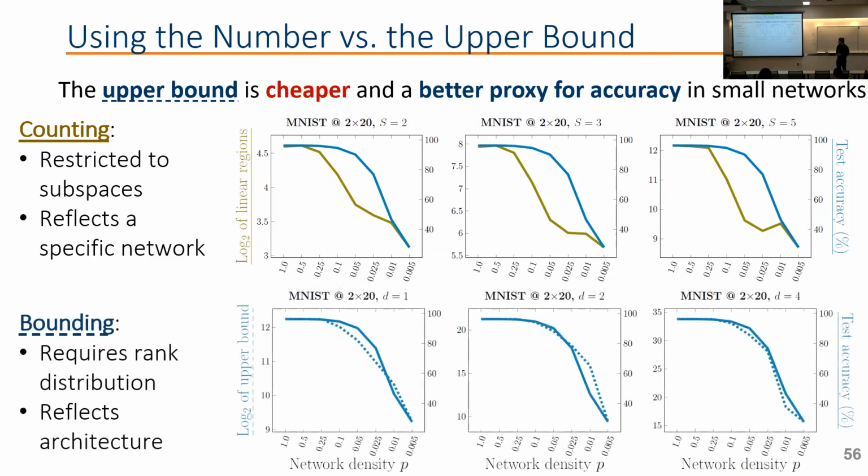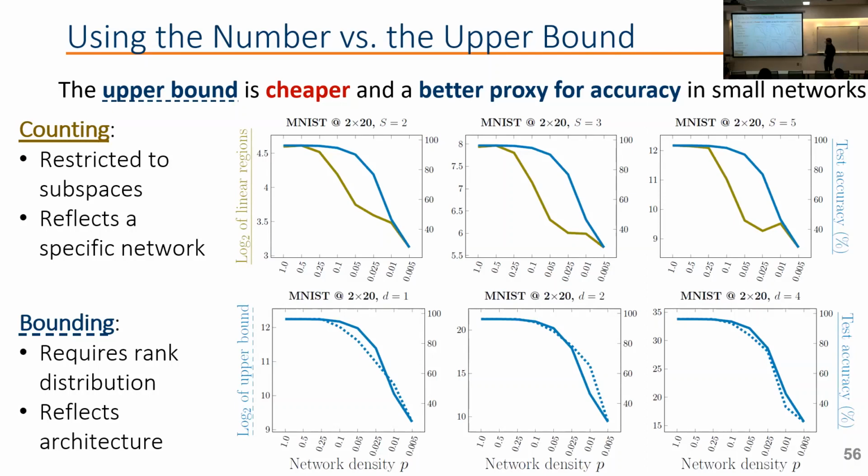Whereas with bounding, we do need to have this rank distribution. So we have to have a sense of what's going to happen with different configurations. But this is going to reflect architecture. It's going to reflect what's the maximum number that we can get, given different choices of how much we prune from each layer. And at least in the small networks that we worked with, comparing them side by side with the counting, we can see that the upper bound on the number of linear regions on expectation goes down very similar to the accuracy.